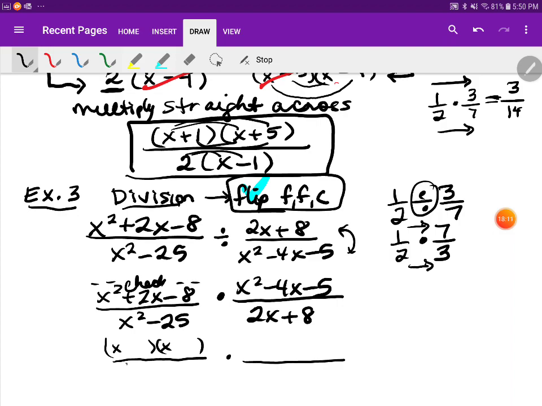So try to think of your numbers. How do you get 8? 8 and 1, 4 and 2. Which one is going to give you a positive 2x? That would be 4 and 2. To get a positive 2, I'm going to need a positive 4 and a minus 2. The bottom one is a difference of squares. So I need 2 things that multiply to be x squared, and 2 things that multiply to be 25. So x and x, and 25 would be 5 and 5, with one positive and one negative.